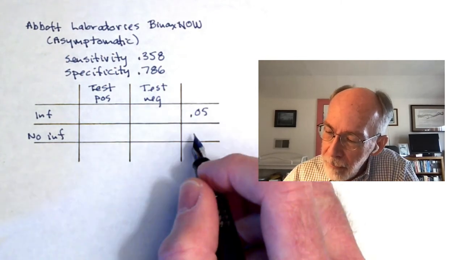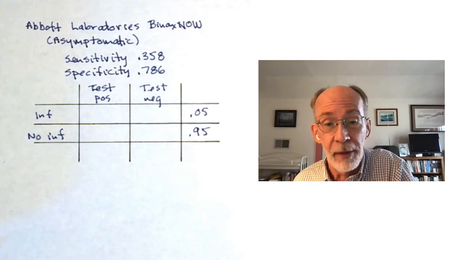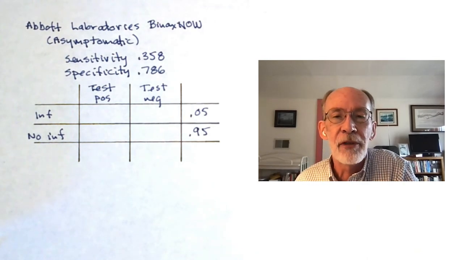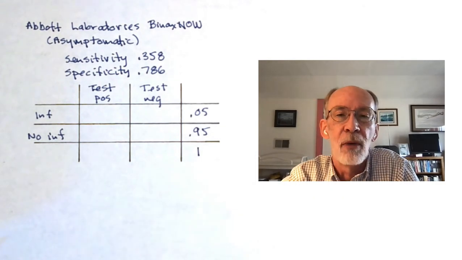So certainly then 95% of the population under this assumption, and it's only an assumption, 95% of the population would be uninfected. And of course, those would have to add up to 1.